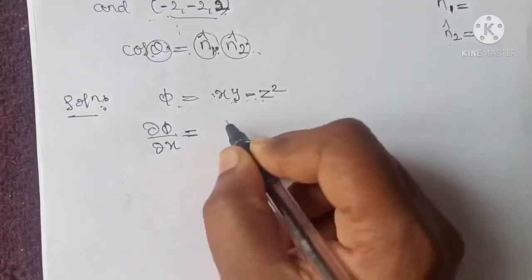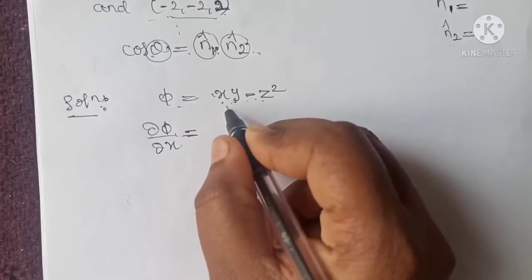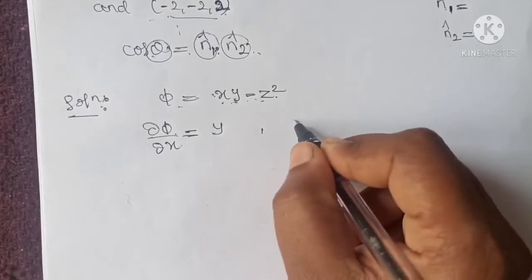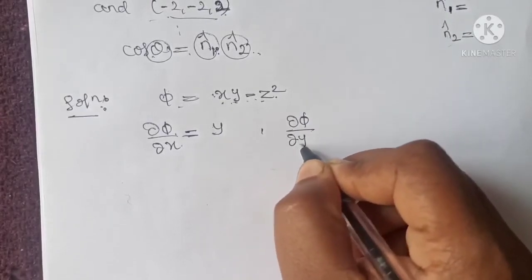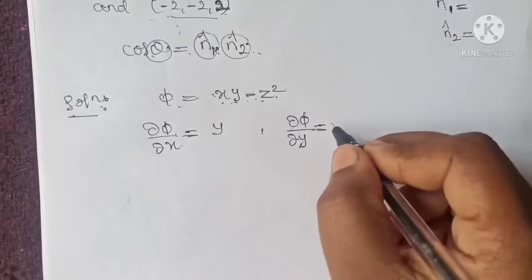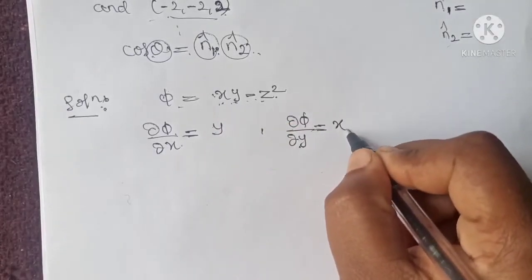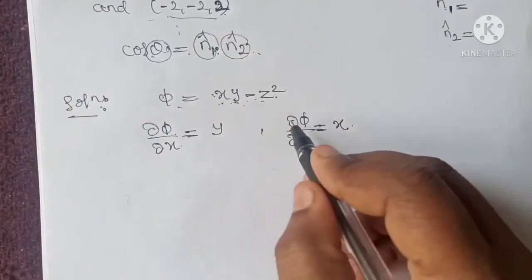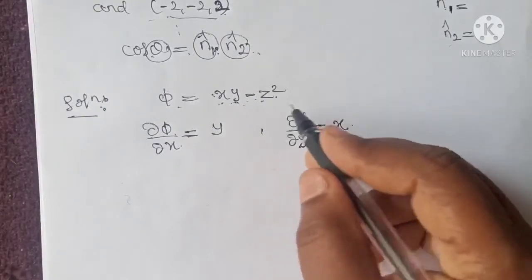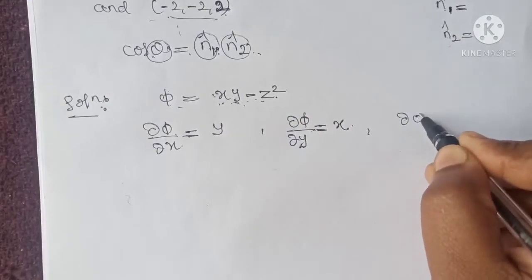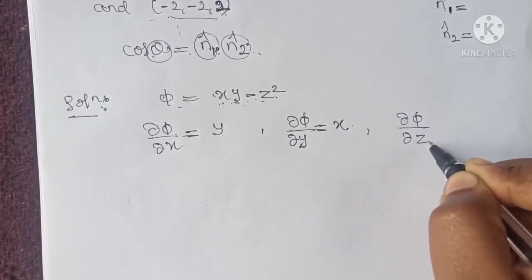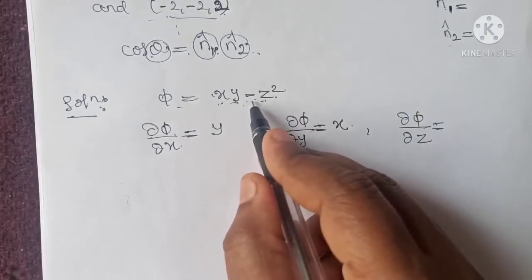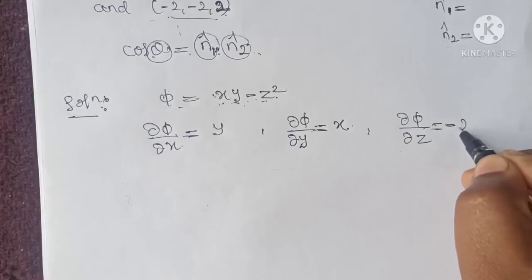Differentiating partially with respect to x, we get x differentiation 1, y as it is, and z square differentiation 0. Now dou phi by dou y, that is differentiating with respect to y. While differentiating with respect to y, x becomes constant and y differentiation is 1, and z square differentiation is 0. Next dou phi by dou z, that is differentiating with respect to z. This term becomes constant and z square differentiation is 2z.